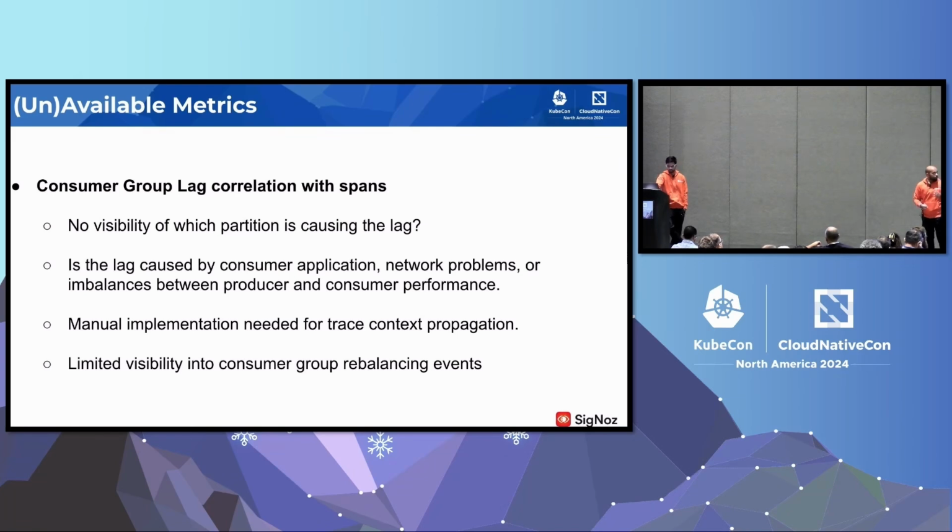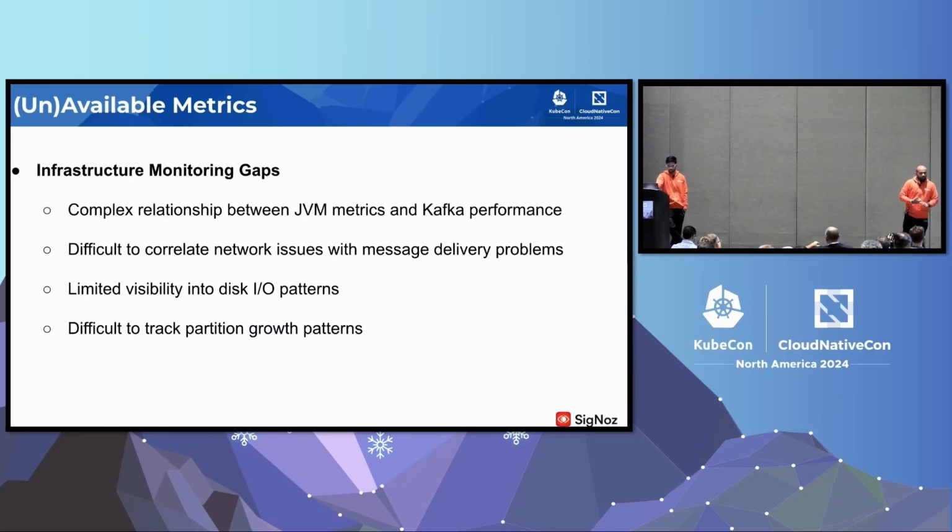Next we go into the consumer group lag correlation with spans. Here, there is no easy correlation. There are probably spans in place, but there is no visibility into which partition is causing the lag, and there is limited visibility into consumer group relations with spans. Infrastructure monitoring gaps. As a DevOps or an SRE, this is probably your most painstaking problem, where you do not know what the IO patterns are, where the problem is, why Kafka is not working, if there is a problem with the partitions, if there is a problem with the networks, or is there any correlation between networks and message delivery problems.